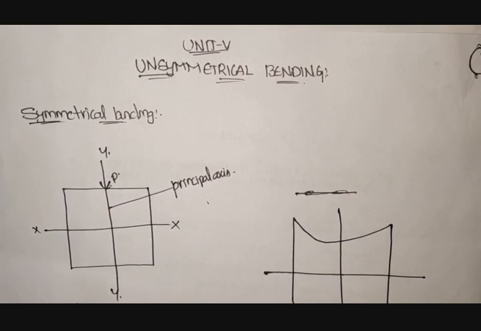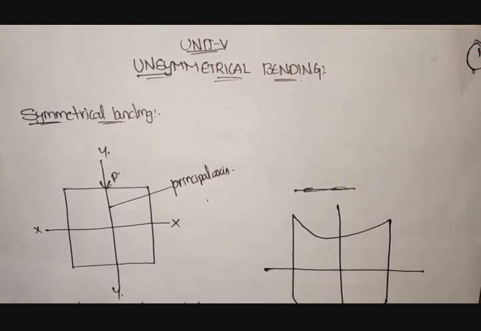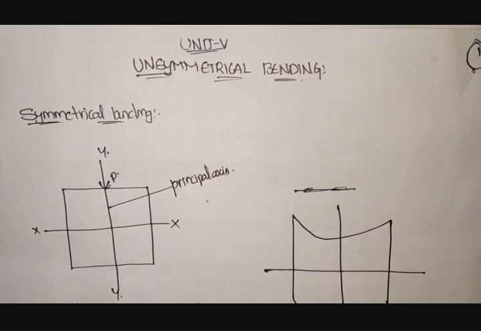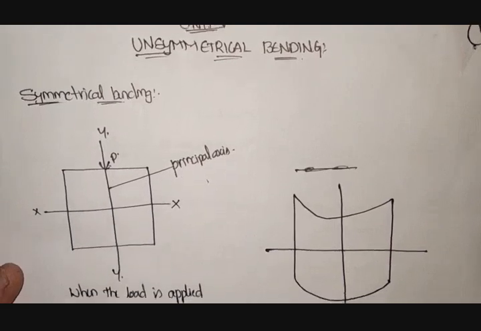So today we'll discuss Unit 5, that is unsymmetrical bending. How the unsymmetrical bending is going to differ in different types of conditions. So first, going to the topic, we will discuss what is symmetrical bending. What are symmetrical sections? So first we know that.